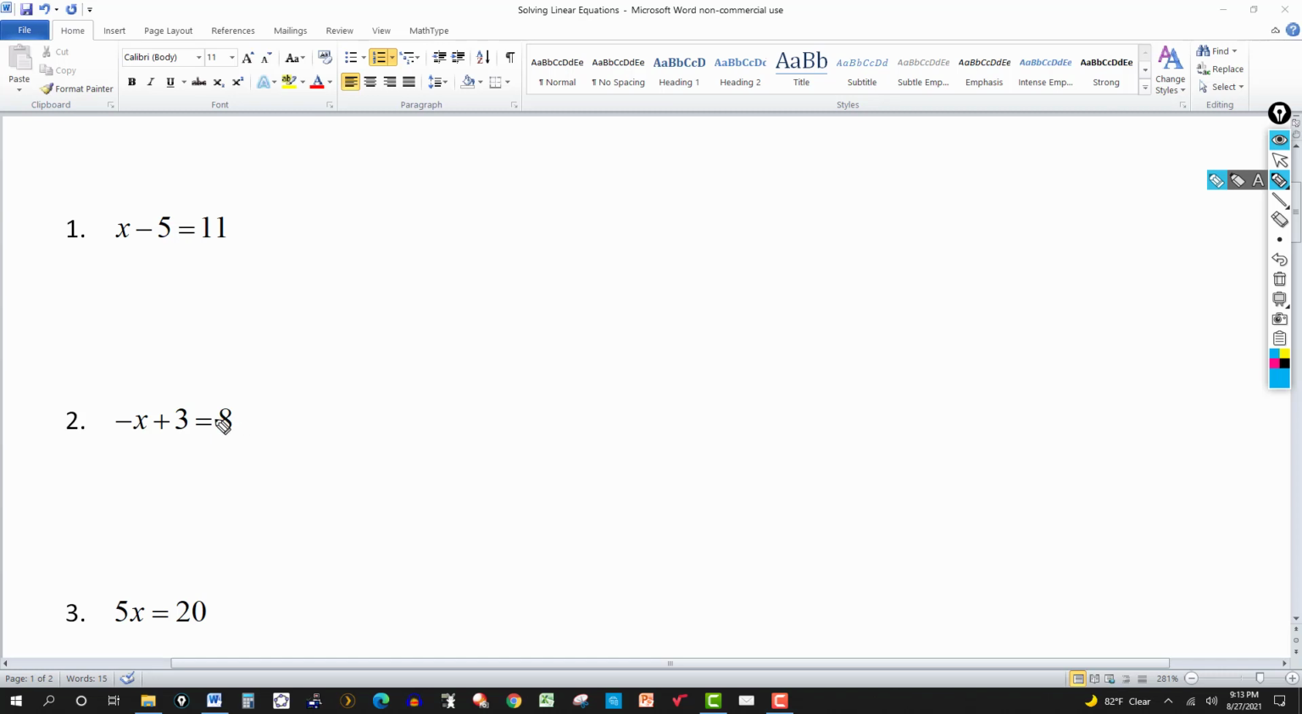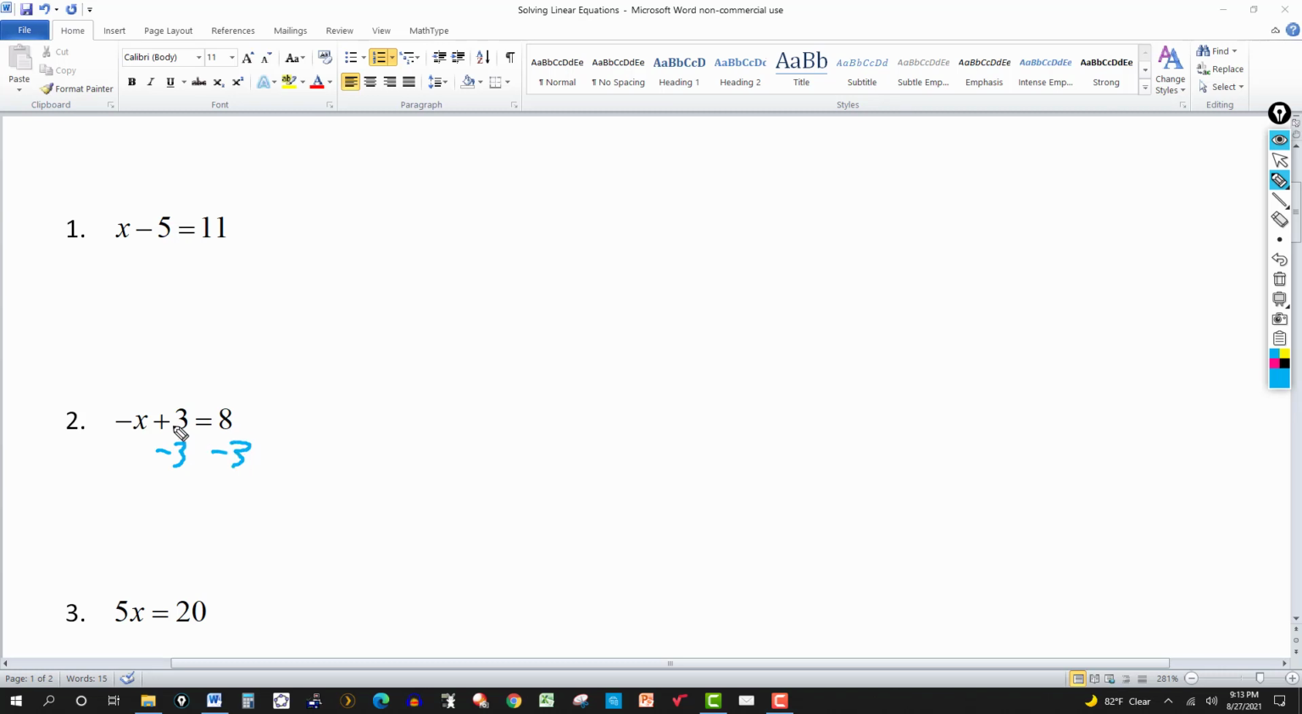Always try to simplify each side if you can. So far, we haven't had anything to combine on either side other than just isolating the variable. So here, I want to get the x by itself, so I want to cancel the 3. So I'm going to add a negative 3 to both sides. I know that negative 3 will cancel.